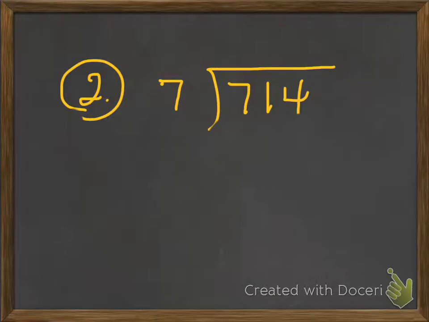All right, number 2. 714 divided by 7. Let's start in the hundred spot. 7 divided by 7 is 1. 1 times 7 is 7. We subtract. 7 minus 7 is 0. Bring down the next digit. We have 1. So right now we have 1 divided by 7. We can't divide that equally, so we're going to put a 0 there.